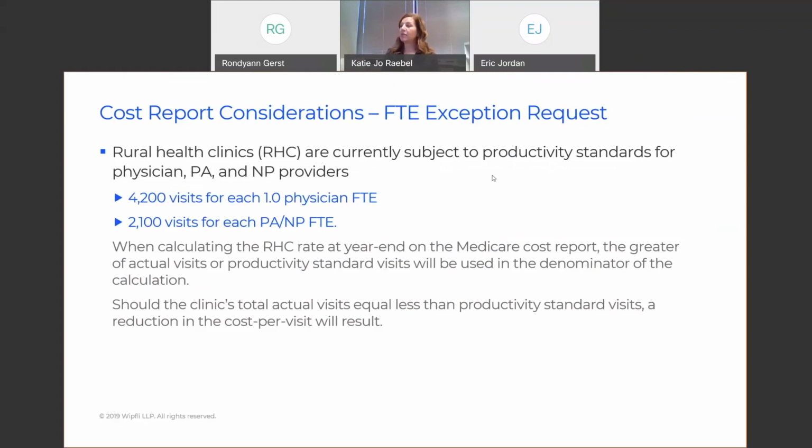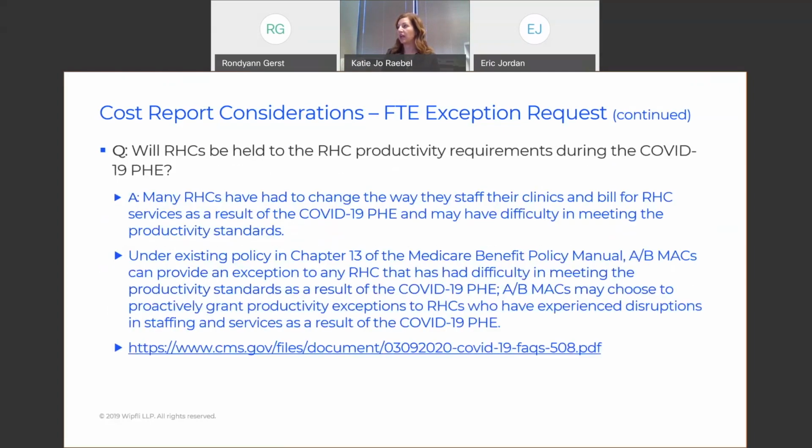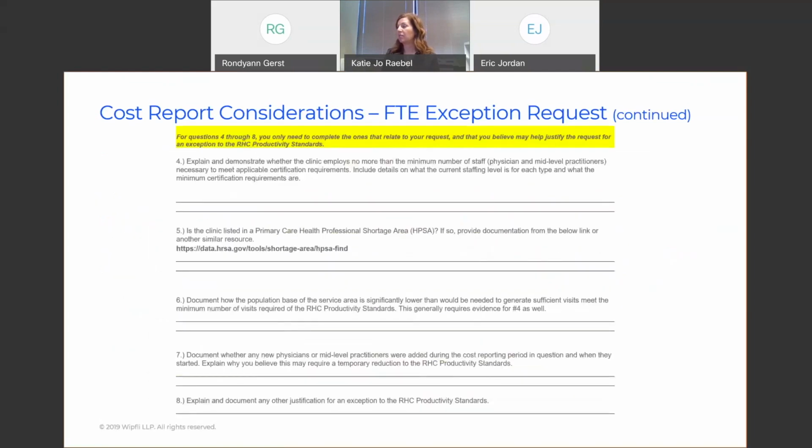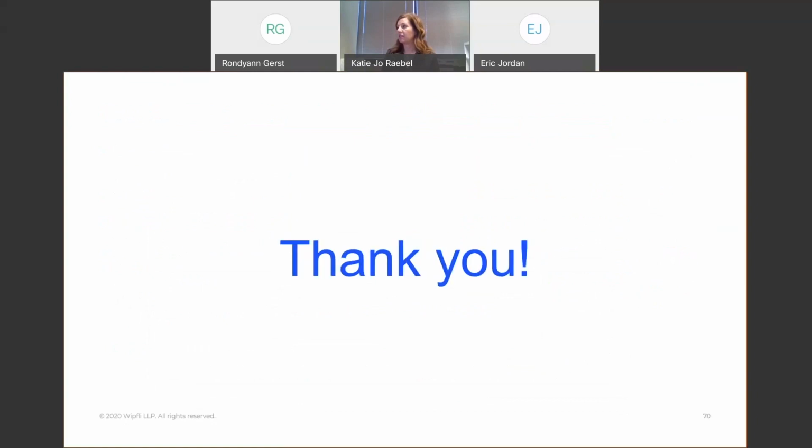We also have the ability to request an FTE exception, and we always are, but what we're finding is we're getting a lot of these approved due to COVID. And so that is something that you really want to address. If you have a productivity standard problem, that affects your cost per visit. So freestanding rural health clinics, this really isn't a concern for you. Provider-based rural health clinics, that is a concern. And you're welcome to reach out to me. This is an important one. So I have some information regarding that in here, and we'll dive into this deeper on our advanced cost reporting session next.